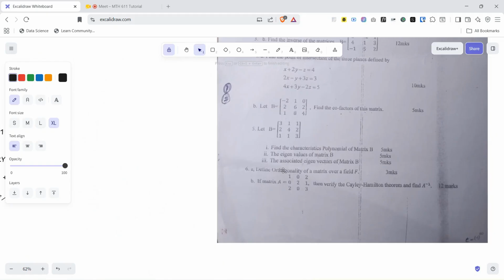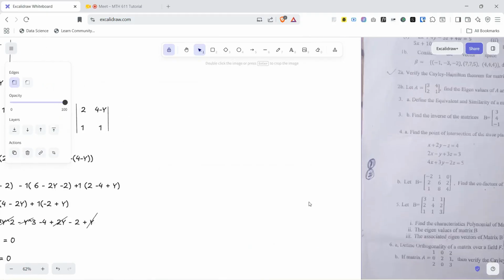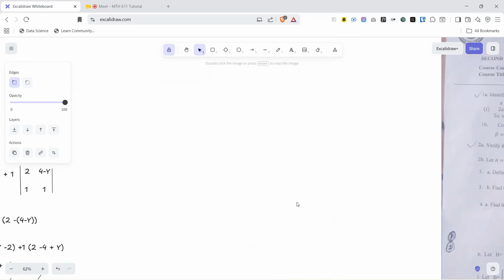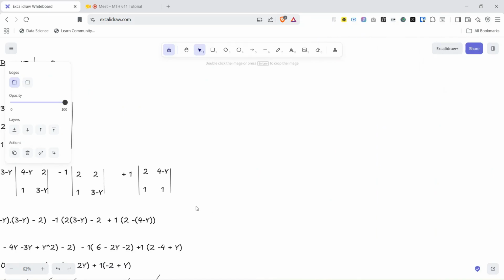6a is a definition. We are just to define the orthogonality of a matrix. I think you can probably search that out to get a result. Okay, so the second one is for this matrix to the side. So this is also going to be another long process because it's a 3 by 3 matrix.